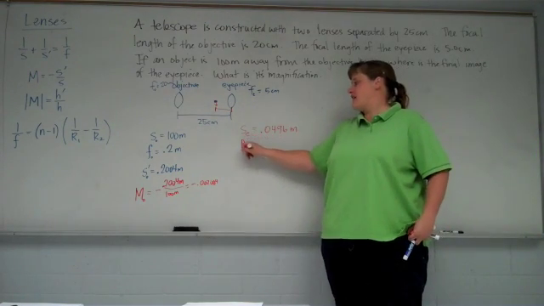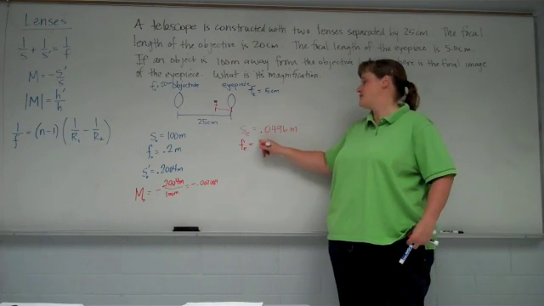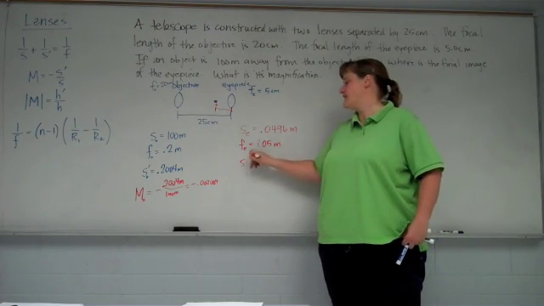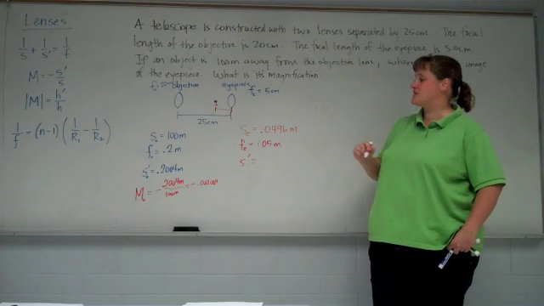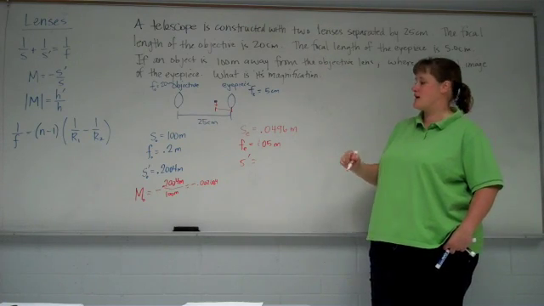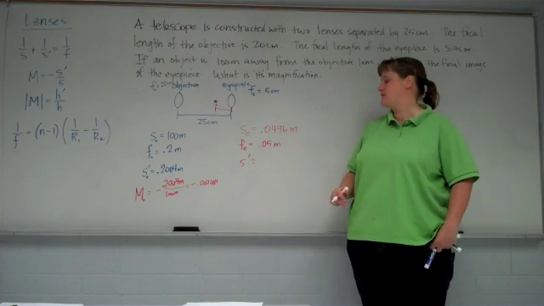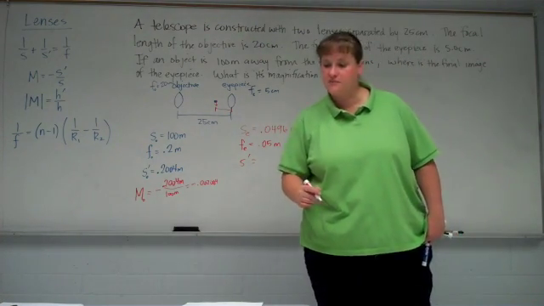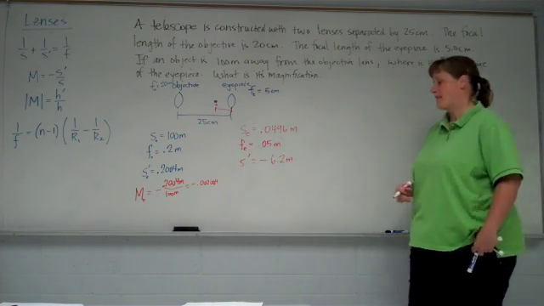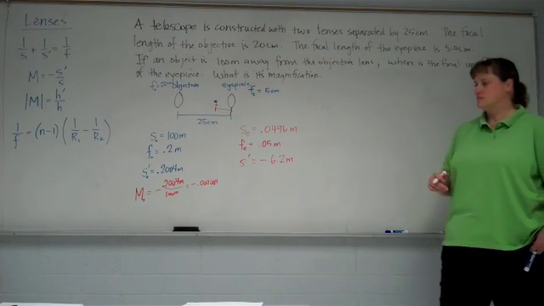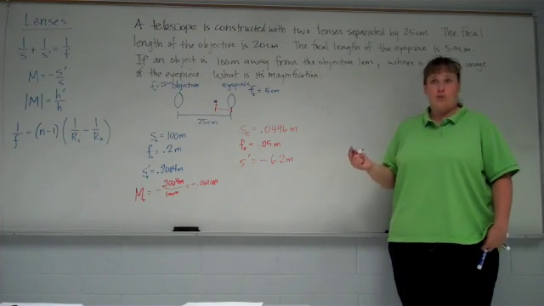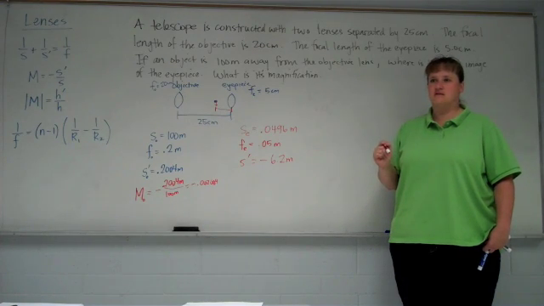We know the focal length of the eyepiece is 5 centimeters, so 0.05 meters. So we can find S prime. Using the top equation again, 1 over the 0.0496 meters plus 1 over S prime is equal to 1 over F, the 0.05 meters. S prime ends up being negative 6.2 meters. Negative sign means a virtual image. Which side of the lens will that image be on?